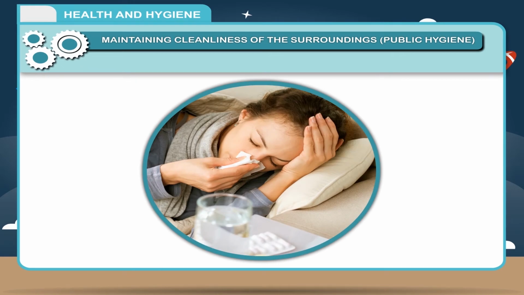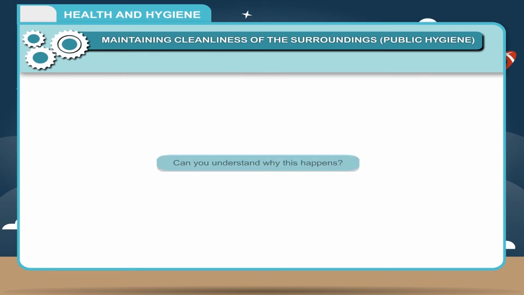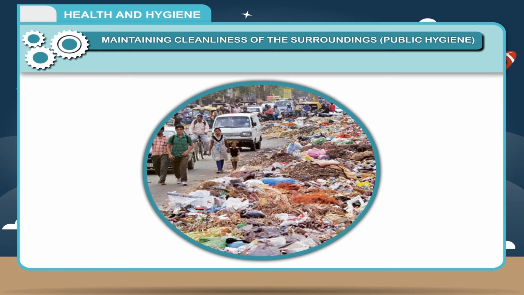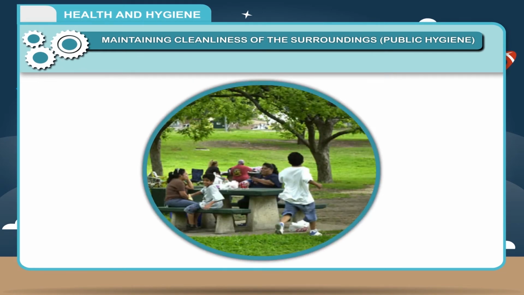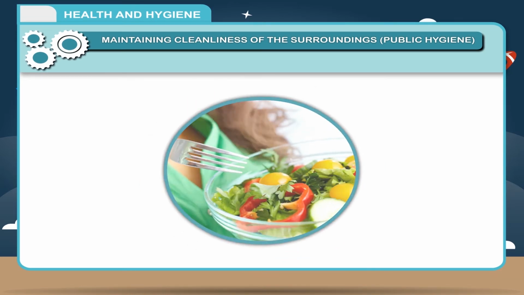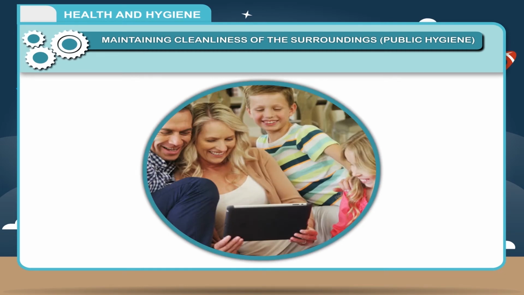Sometimes, even after taking most of the precautions, you get sick. Can you understand why this happens? Most of us keep our home clean and maintain hygienic conditions. Some of us have unclean personal habits, which make it difficult to maintain a healthy environment. You may be clean, may be eating a balanced diet, and have a healthy atmosphere at home.